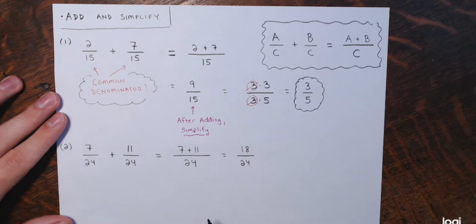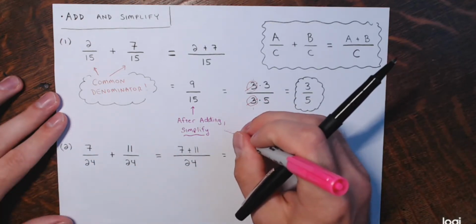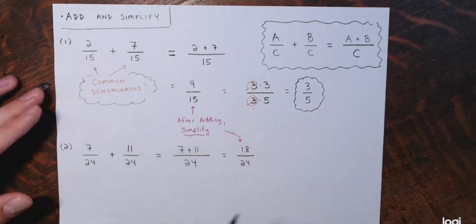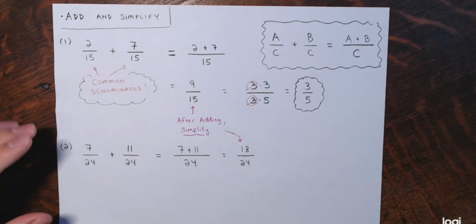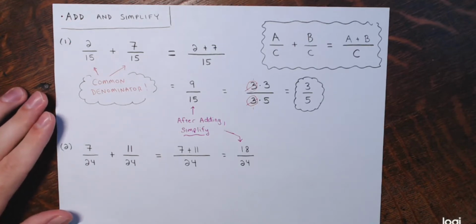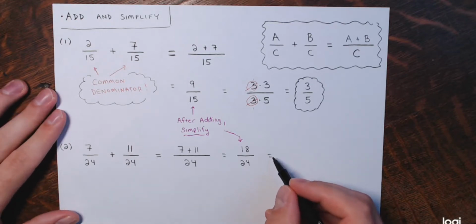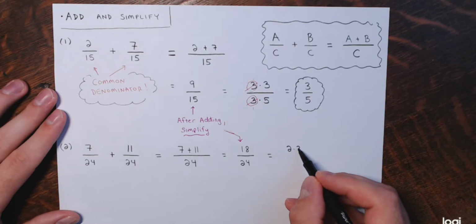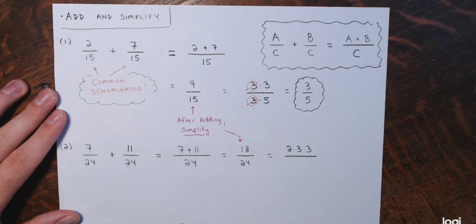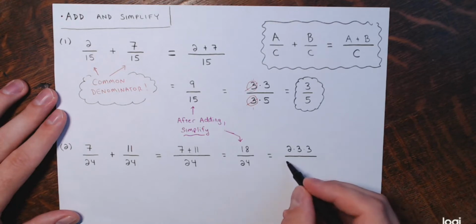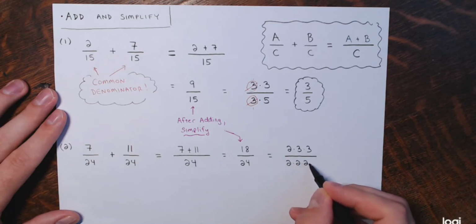Alright, so we end up with 18/24, which is totally fine, but as I mentioned in the previous example, and we're going to do this with every example, after I'm done adding, then we're going to simplify the fraction if possible, right? See if we can find any common factors in the numerator and denominator. So 18 is 2 times 3 times 3, right? 2 times 9. Or you could write 2 times 3 squared, same thing. And then 24 is 8 times 3, and 8 is 2 cubed, right? So 2 times 2 times 2 times 3.